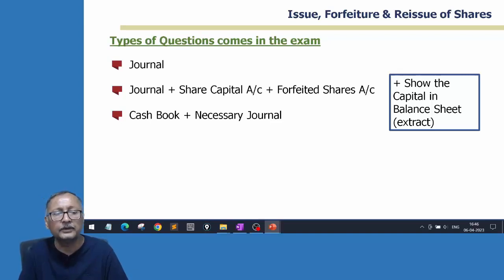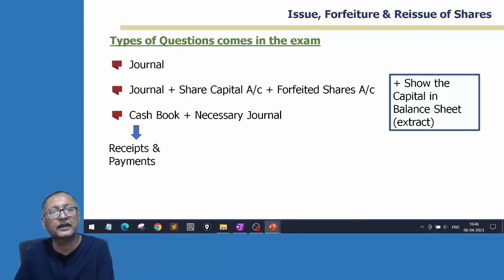Now, if they give the cash book and necessary journal, what type of entry comes in the cash book? Only receipts and payments entries: receipts of application money, allotment money, call money, and issue, and on the expenditure part, any refund will come in that. So those receipts and payments will come into the cash book. Once you do the cash book, don't make the same entries again in the journal. So when they are giving you a cash book and necessary journal, write the cash book and then make the other entries into the necessary journal.